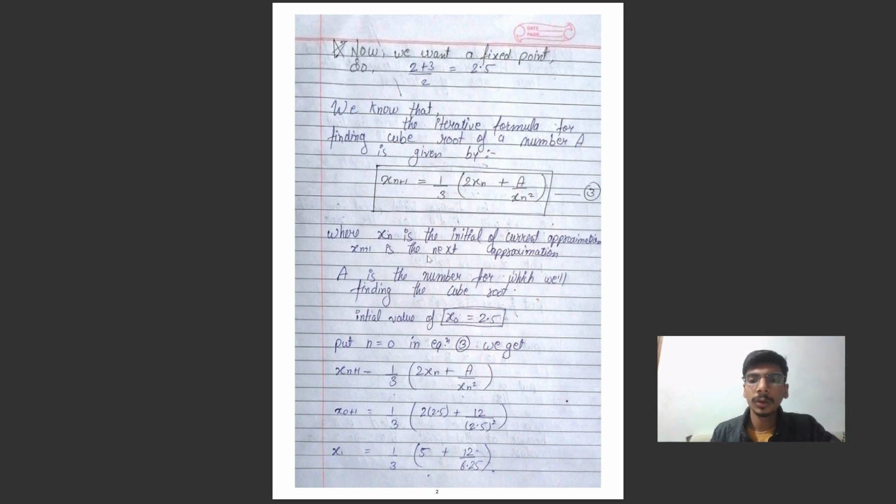In this formula, xn is the current approximation and x(n+1) is the next approximation. a is the number for which we are going to find the cube root, and the initial value of x0 will be 2.5 as we found here. Now we are putting n is equals to 0 in equation third, means we are putting n is equals to 0 in our formula. So here x0 plus 1, this will be x1, and xn is equals to x0, so the value will become 2.5. 2 into 2.5 plus a will be our 12.